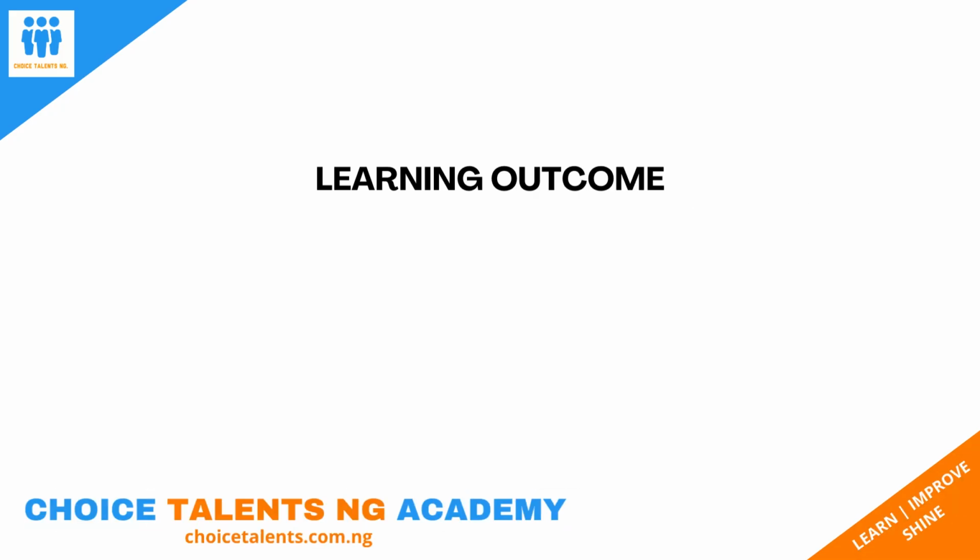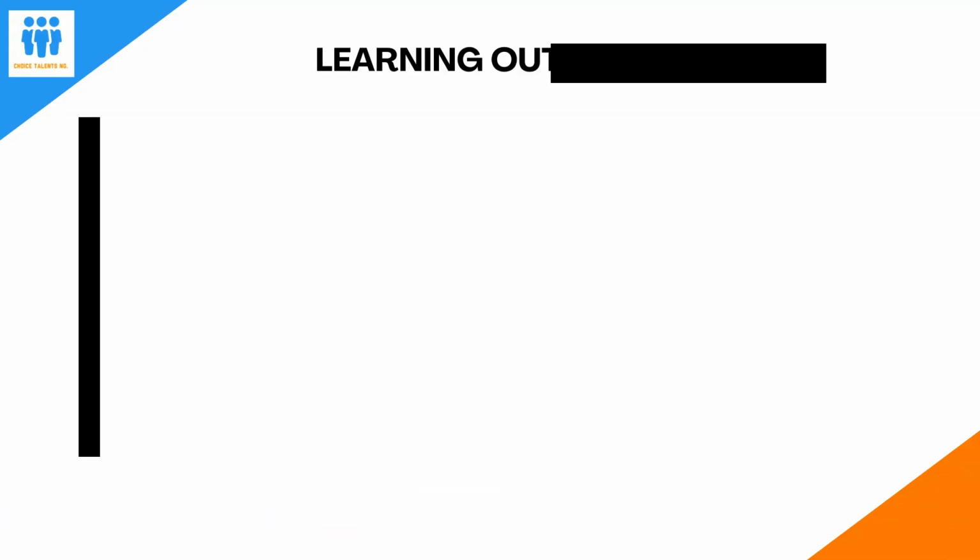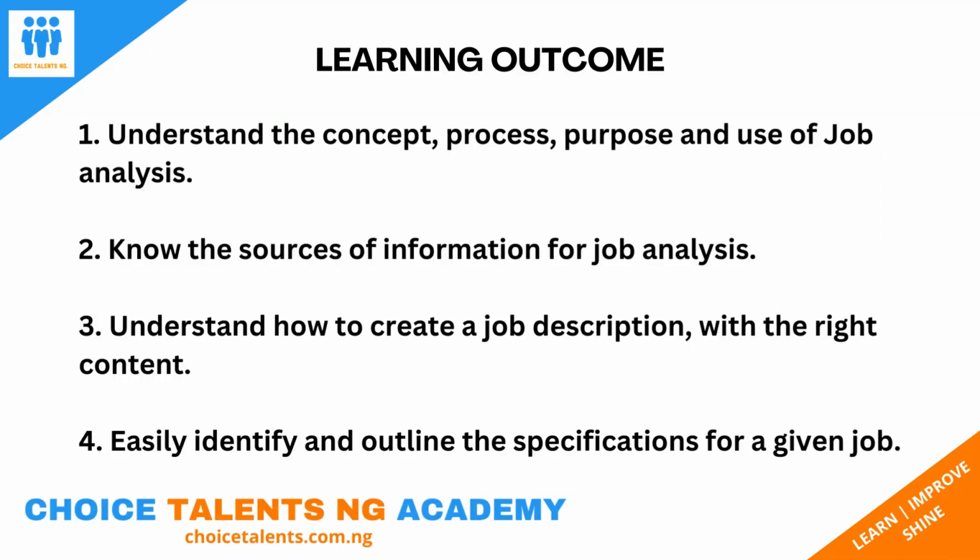For the learning outcome, after the completion of this training, the participant should be able to: 1. Understand the concept, process, purpose, and use of job analysis. 2. Know the sources of information for job analysis. 3. Understand how to create a job description with the right content. 4. Easily identify and outline the specifications for a given job.